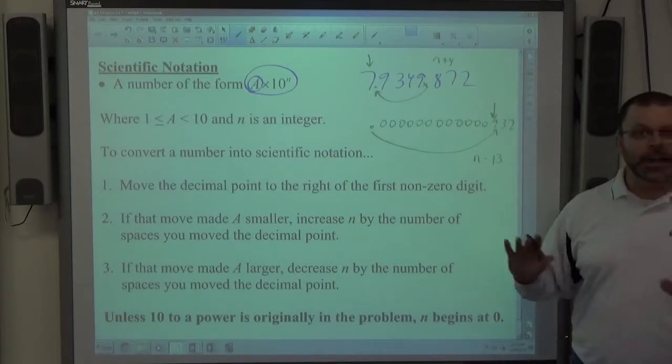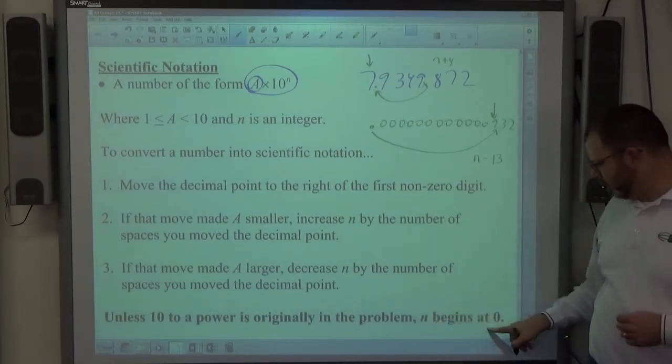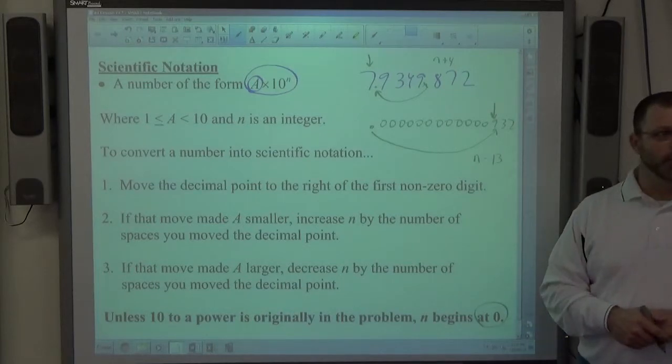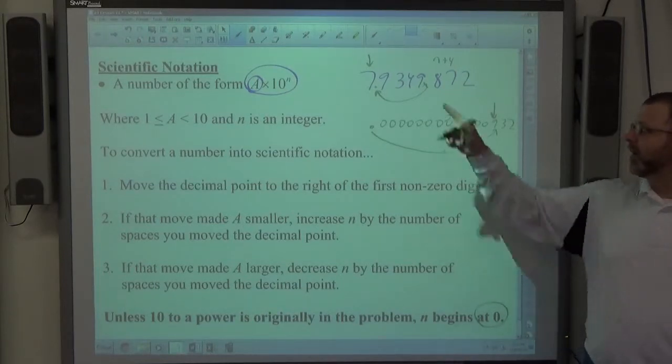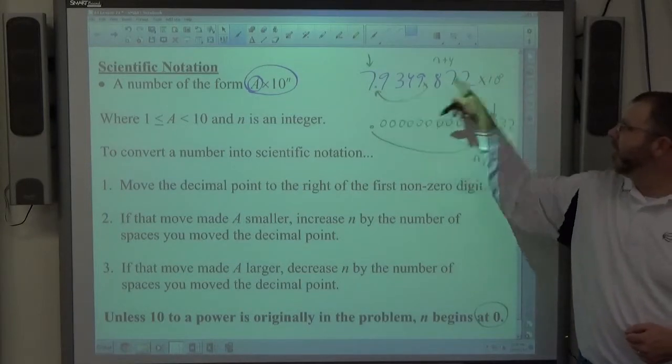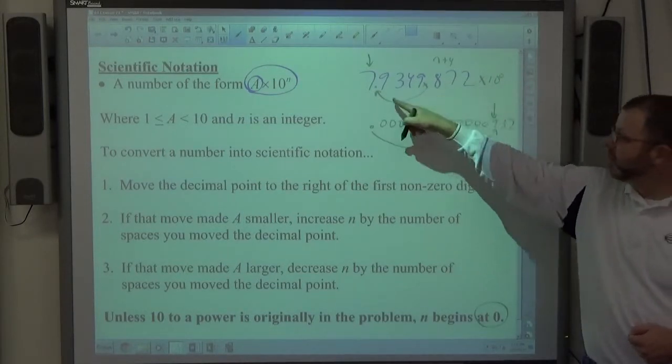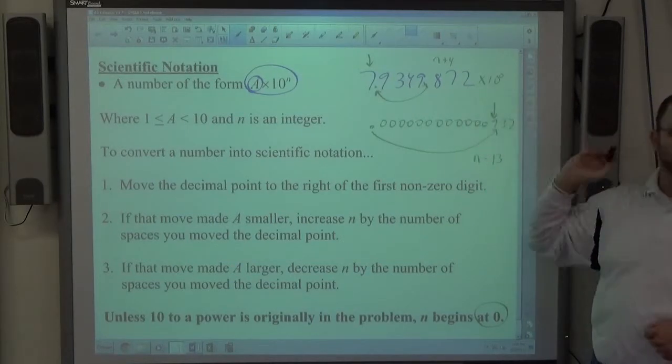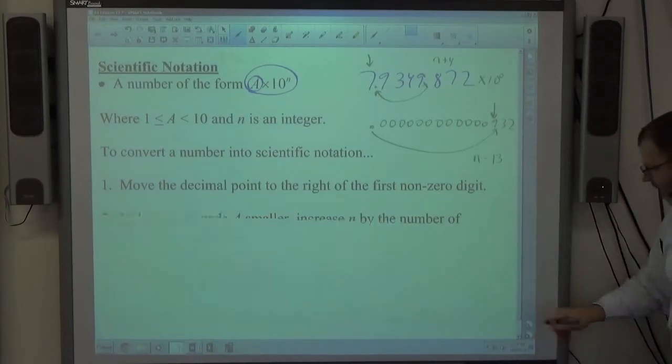If you start off with an N, that's what N is. If you don't, N equals 0. So if it just starts off as a regular decimal number, it's times 10 to the 0 to begin with. You got to make N 4 bigger, so it'd be 7.9349872 times 10 to the 4th. All right, so let's try example 1.